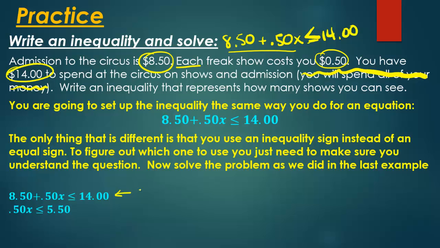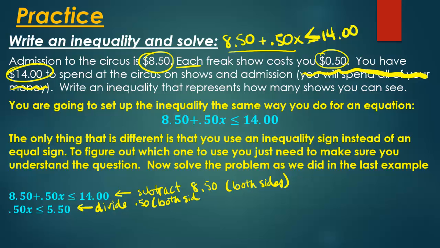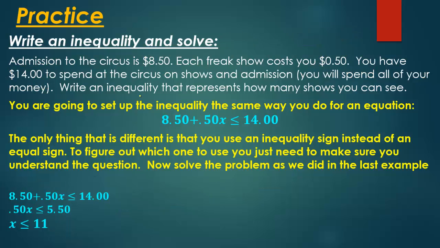So here, subtract 8.50, and that's again both sides. So that's how we get to this. Here, we're going to divide by 0.50, and again, both sides, which is going to give you x is less than or equal to 11. But that's not our answer, because this is a word problem, so they're looking for a word answer. So you would say you can ride 11 rides or less, not or more, or less.